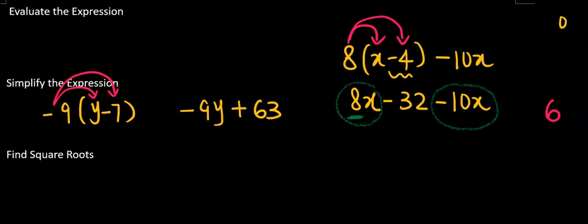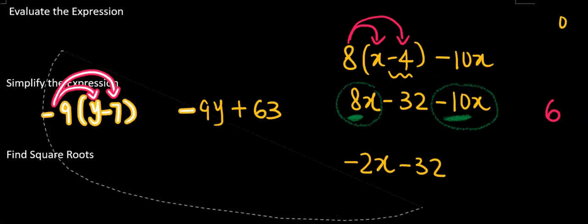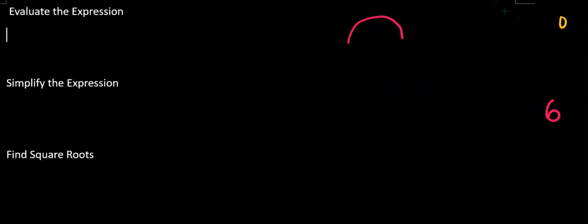All we need to look at is the coefficient. What is 8 minus 10? That is -2. And don't forget the x. And then copy down the 32: -2x minus 32. Or you can also consider it as -2x and -32 standing together. Okay, that is a simplified expression. Let's look at our last task.